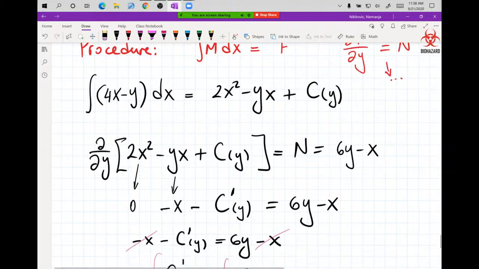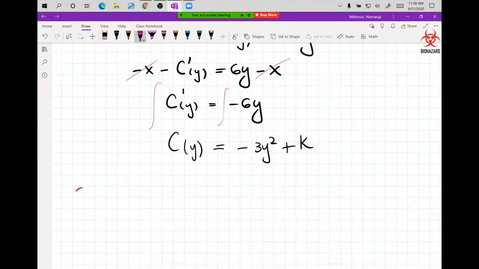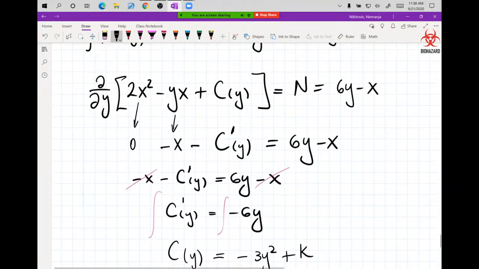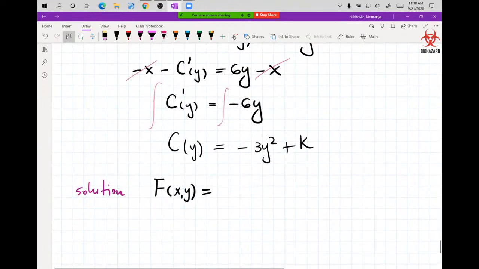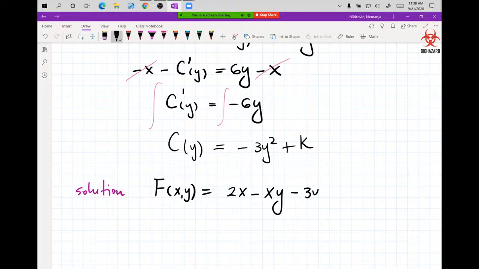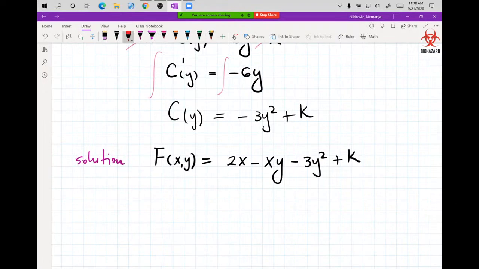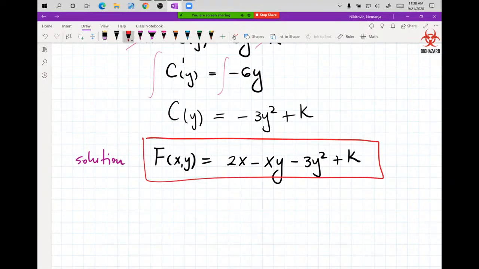So what is the answer now? Solution. F of xy, it's an implicit solution, f of xy is equal to the solution that we have up there, 2x minus xy minus 3y squared plus k. And we don't have initial conditions, so we're done here. Right? We can't compute k. It's a general solution. But it's implicit, right? You don't have this as y equal everything else.